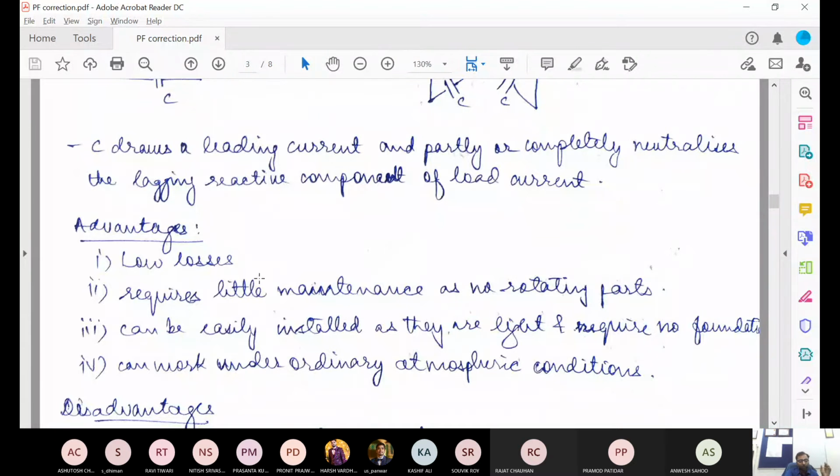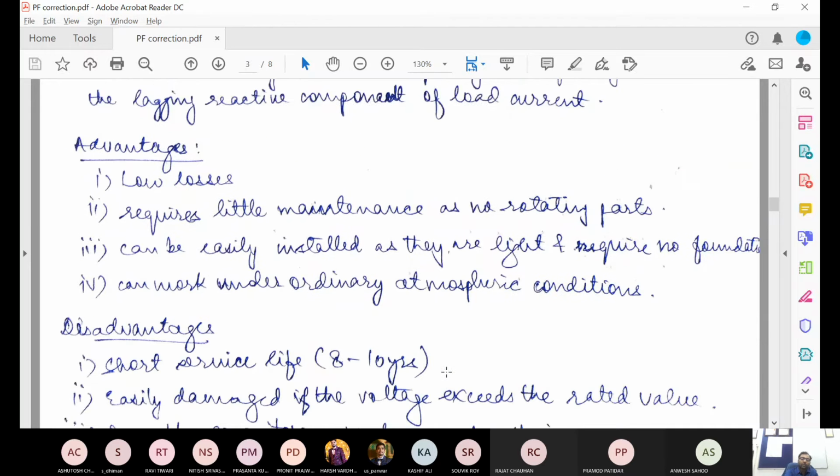Some advantages of this: it is a very common thing. Capacitor banks have been used for several years now in power systems. It usually has low losses and requires little maintenance as there are no rotating parts. These are all static capacitors we are talking about. It can be easily installed as they are light and require no foundation. Any substation or any particular place we can easily install them, and they can work under ordinary atmospheric conditions. There are no special conditions needed for its presence. So these are some advantages.